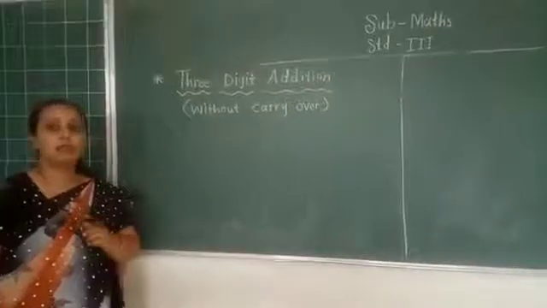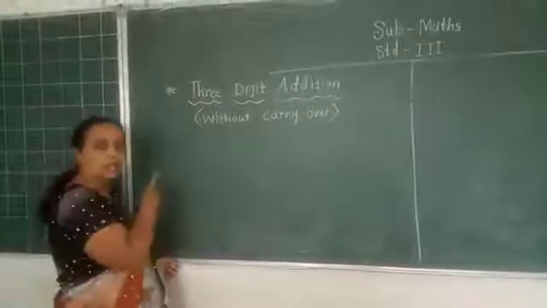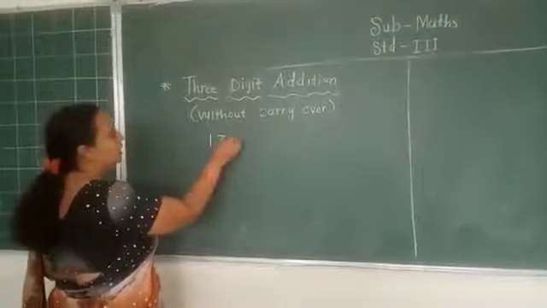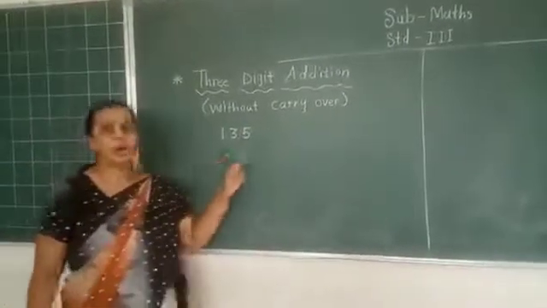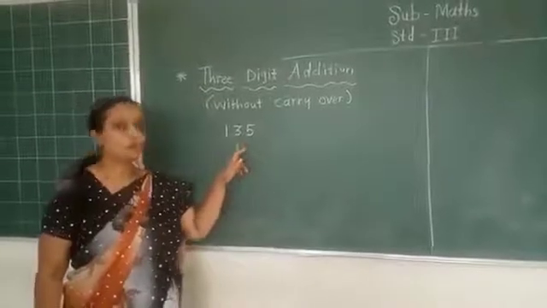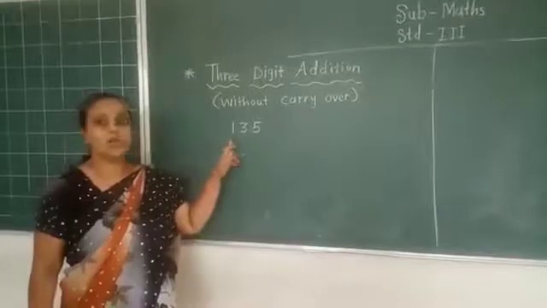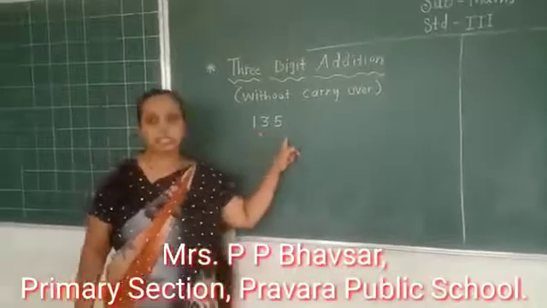Now let's think about 3-digit numbers. For example, look at the blackboard now. 135. Now see children, you know about tens, you know about units. Now see, what number is more here? Here 3 numbers are there.